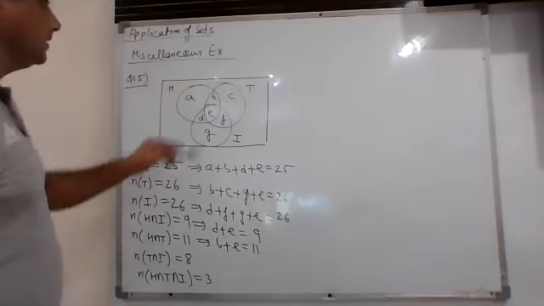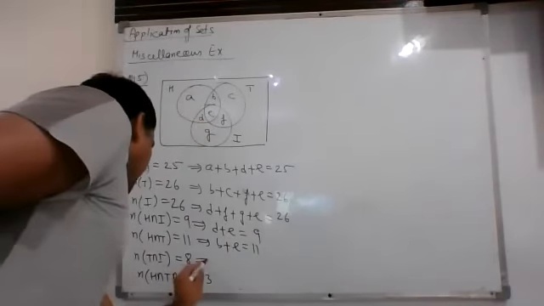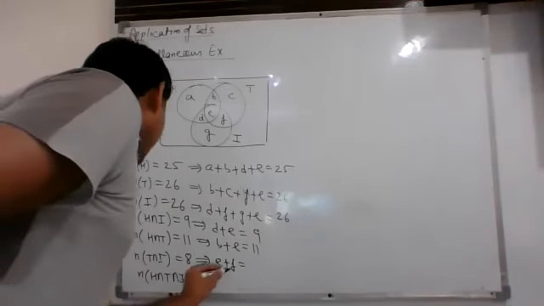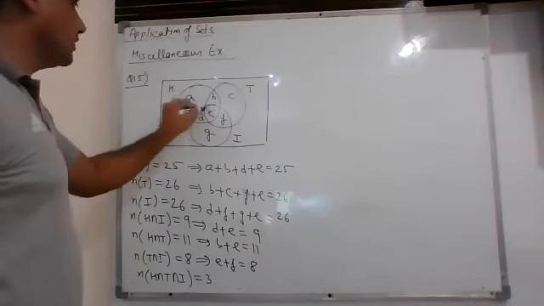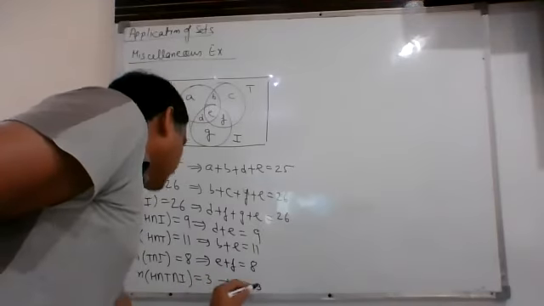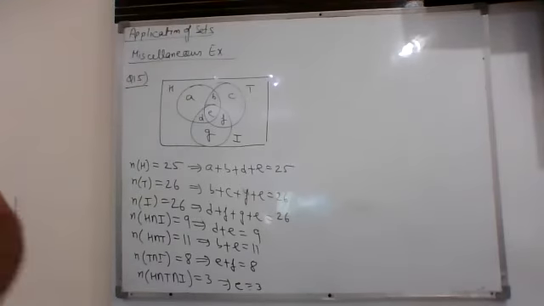Then T and I. This is T, this is I. So their intersection is E plus F, which is written as 8. And all the 3, so all the 3 means this portion E. E is given to be 3. So this is how you can decode the data in terms of ABC.